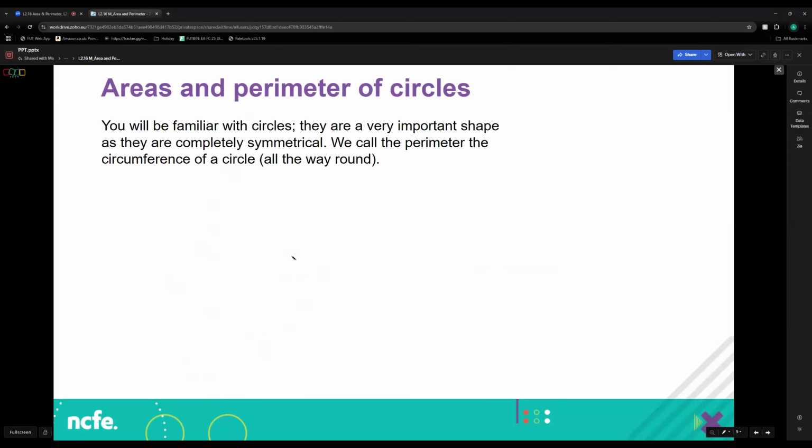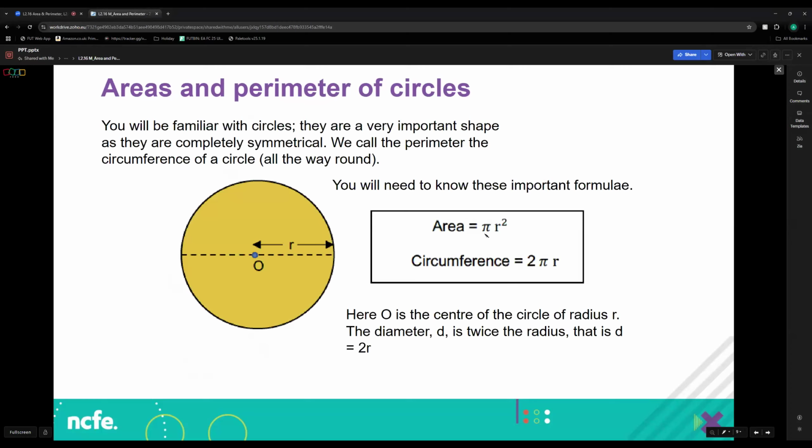Now, circles are a bit different. When you're trying to find stuff out about them, they use this thing called pi. It's just a funky number, like a constant, which is used in equations. We need to understand a few measurements about a circle before we can start. So this r is the radius. That is the distance from the center to the edge of the circle.